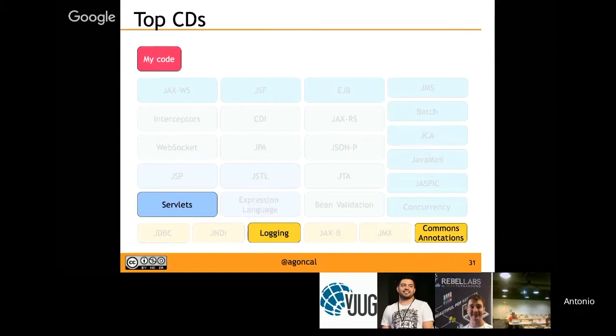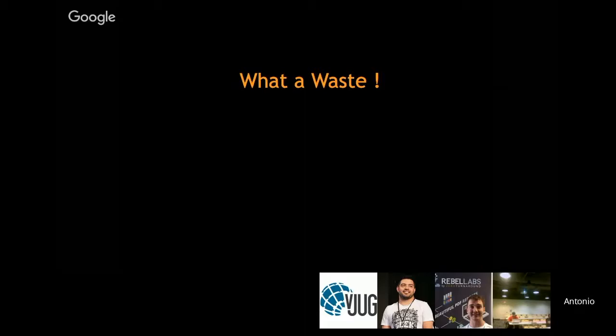I've created only one servlet, so I'm not even using JAX-RS. I'm using only one servlet that returns a JSON string of the top rated CDs. So as you can see here, the top CD only needs one piece, the servlet API. That's all. But yet, I have to run it on a full Java EE application server. What a waste, isn't it?